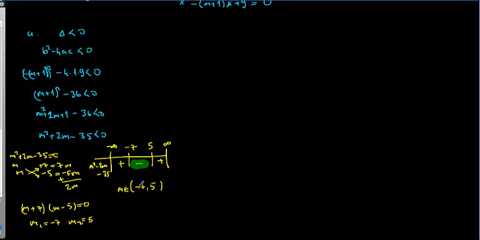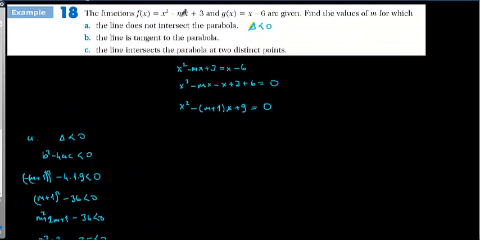So what does it mean? When m is between minus 7 and 5, delta is less than 0, and if delta is less than 0, it means that our common function, x squared minus (m plus 1)x plus 9 is equal to 0, does not intersect with the parabola, or the line does not intersect the parabola. So line and parabola don't have a common solution, they don't have an intersection point when delta is less than 0.